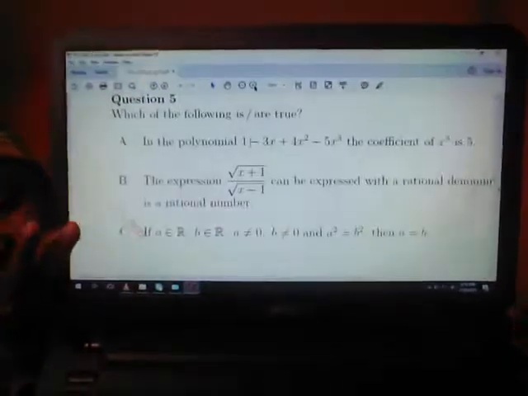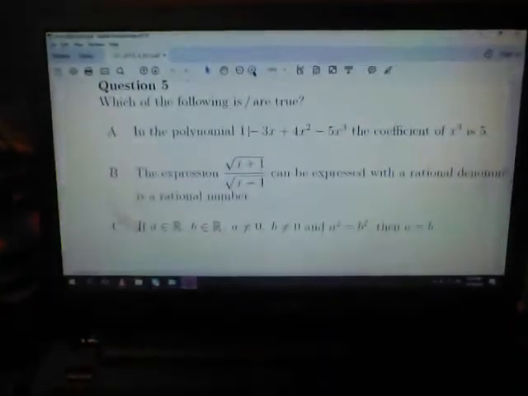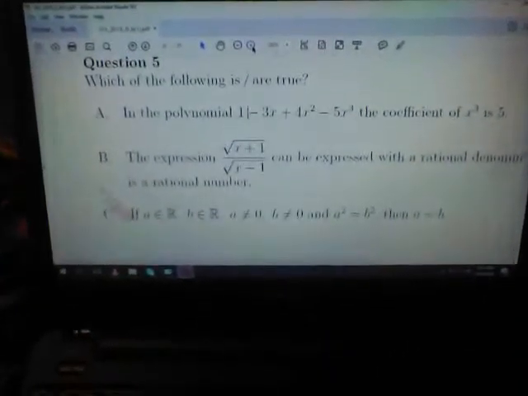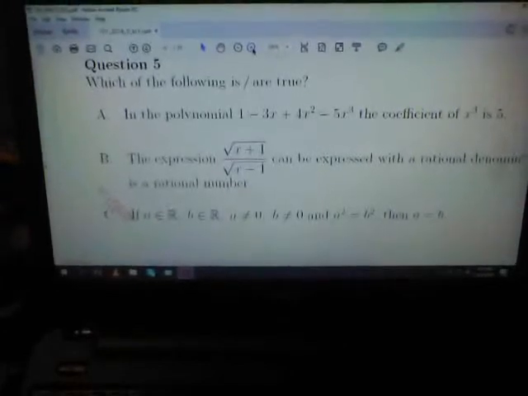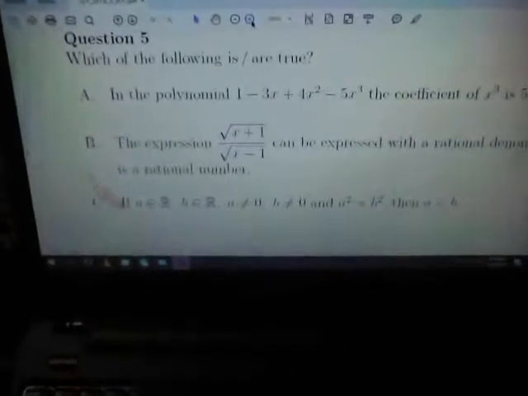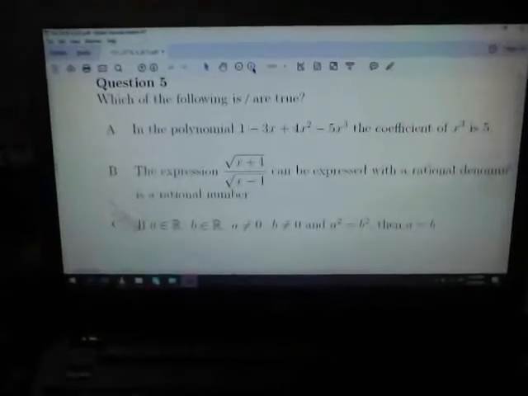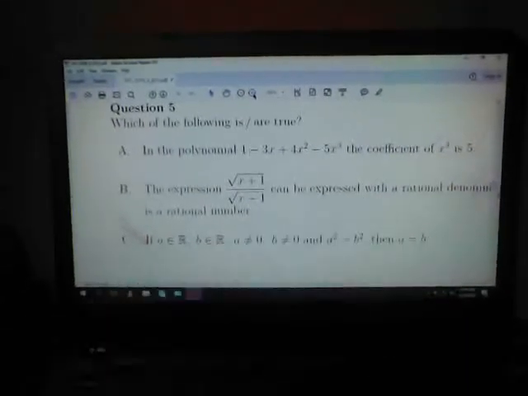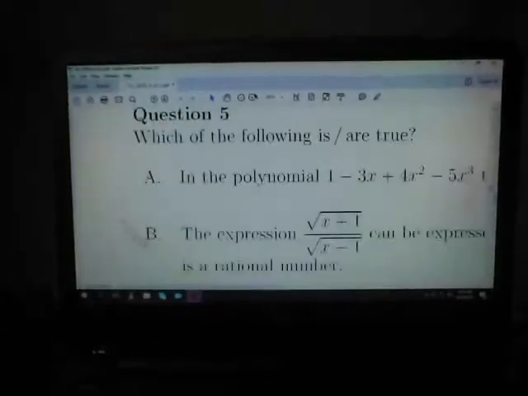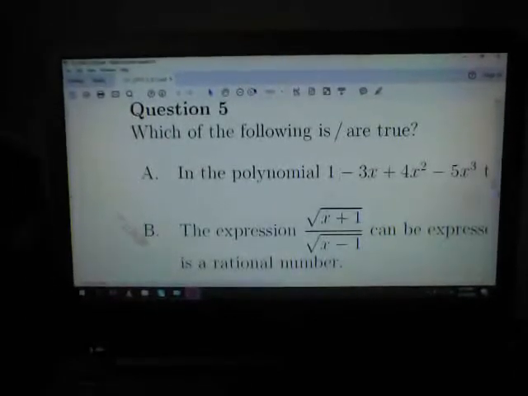They say if a is an ordinary number and b is an ordinary number, then a is not equal to 0 and b is not equal to 0, and a squared equals b squared, then a equals b. I can't see the sign here. a equal to b. Oh, that's equal. Okay, that was equal.